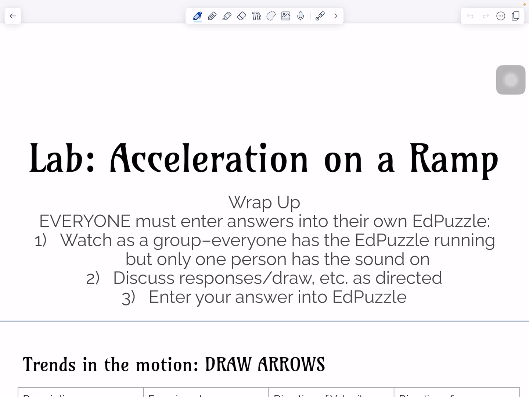Now, you're going to complete this as a small group, but everyone has to answer their own questions on Edpuzzle. And so the way I usually recommend doing it is you are with your group of 3 or 4 people. Everybody has the Edpuzzle running on their iPad, but only one person has the sound turned on. And then when it pauses, you stop and discuss, and then everybody answers their own, and you keep moving on.